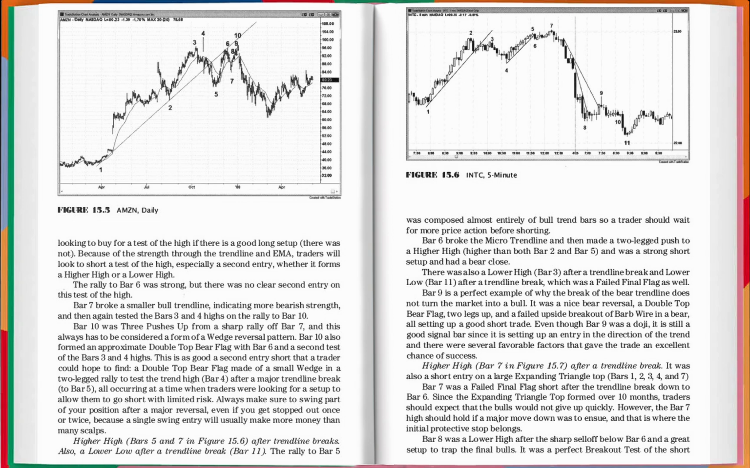Bar 10 was 3 pushes up from a sharp rally off bar 7, and this always has to be considered a form of a wedge reversal pattern. Bar 10 also formed an approximate double top bear flag with bar 6, and a second test of the bars 3 and 4 highs. This is as good a second entry short as a trader could hope to find. A double top bear flag made of a small wedge in a two-legged rally to test the trend high, bar 4, after a major trendline break, to bar 5.